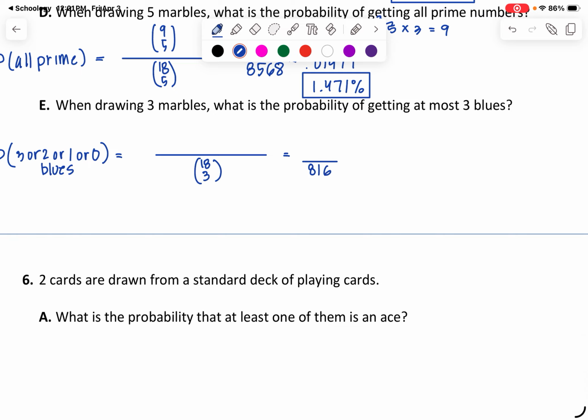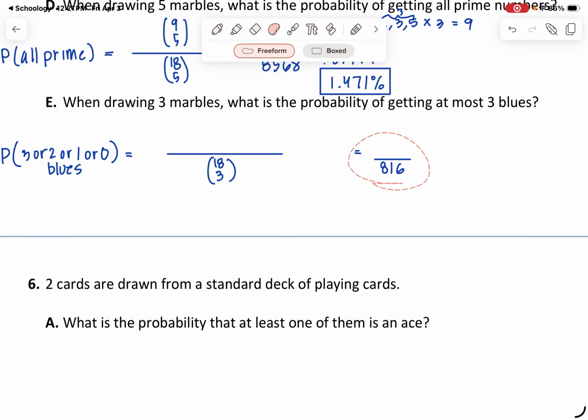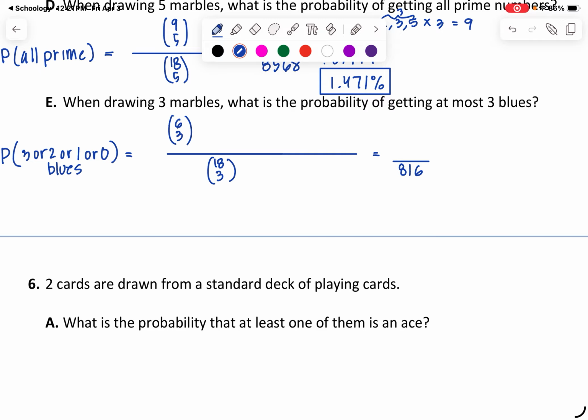All right, so the probability, I did it again. I told you I would, okay? So I want the ways you can get 3 blues. I don't think my numerator is big enough here, so I'm going to move this over and make this longer. How many ways can you get all 3 blues? There's 6 blues, and you can choose 3 blues.